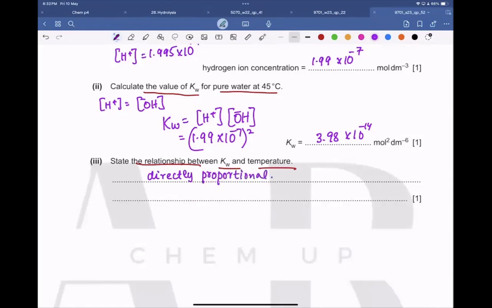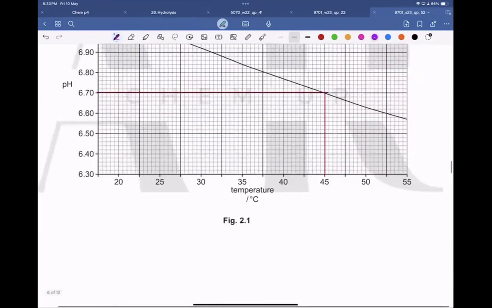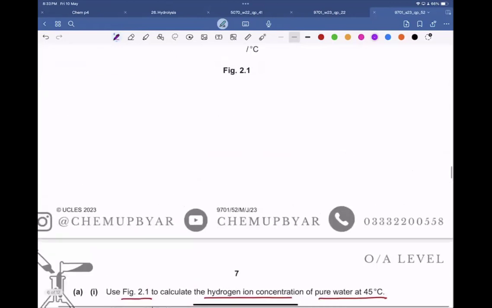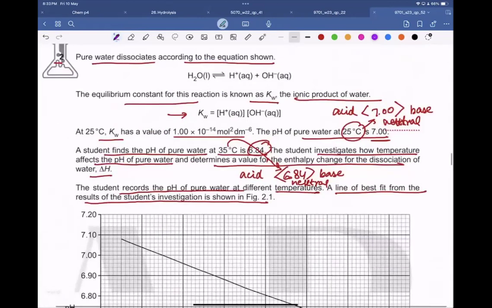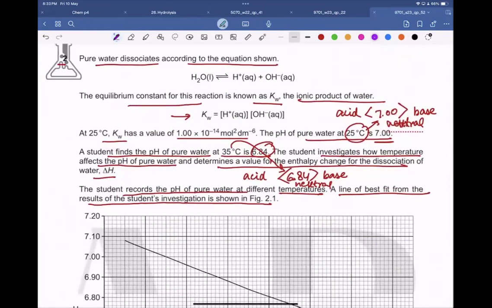One minute, Hassan. See over here. At 25 degrees Celsius, what is the value of Kw, Abdullah? 1 exponent minus 14. And at 45 degrees Celsius, we got 3.98. So the value gets bigger.